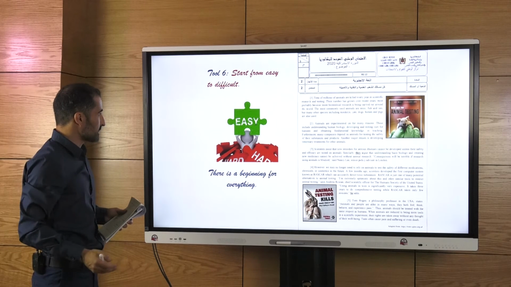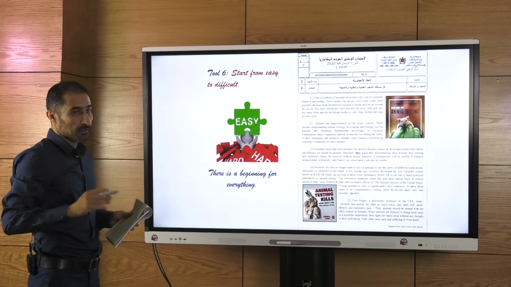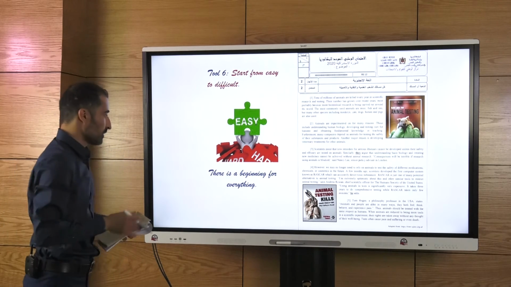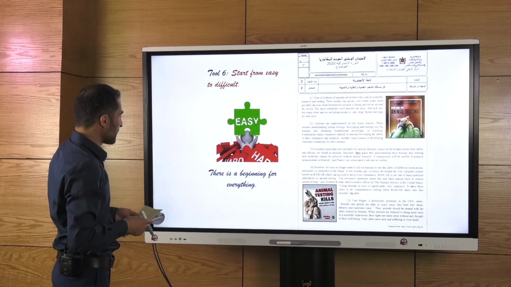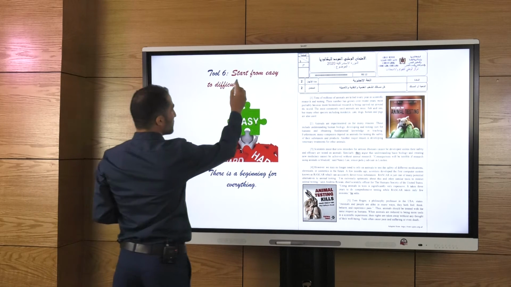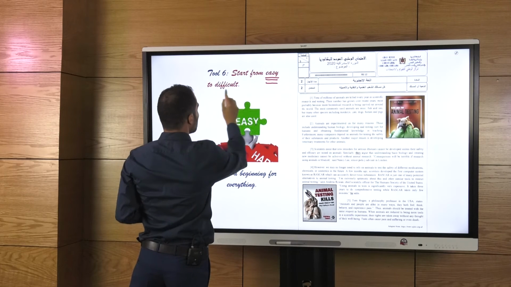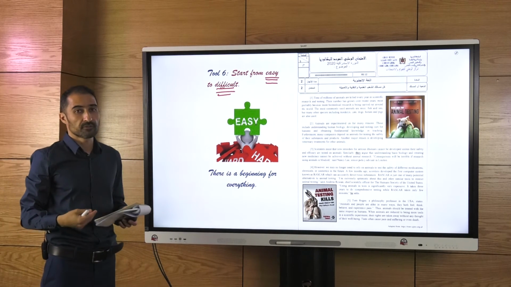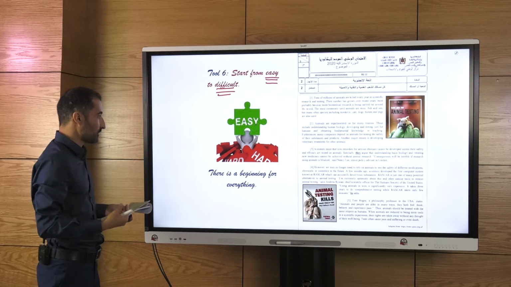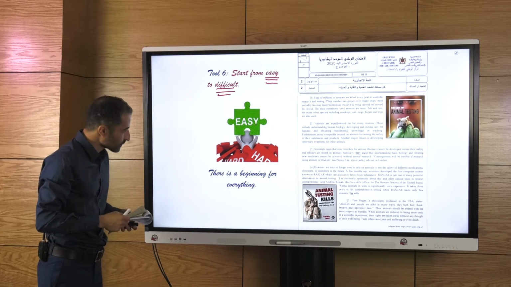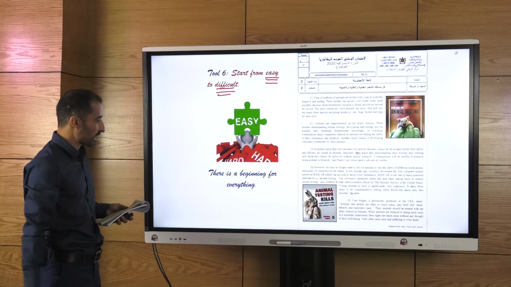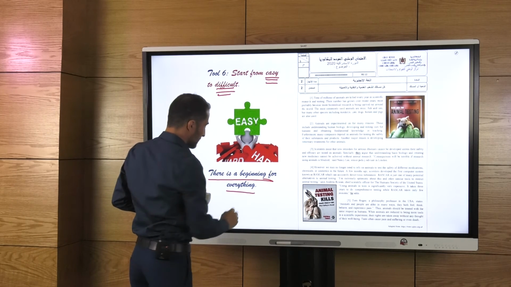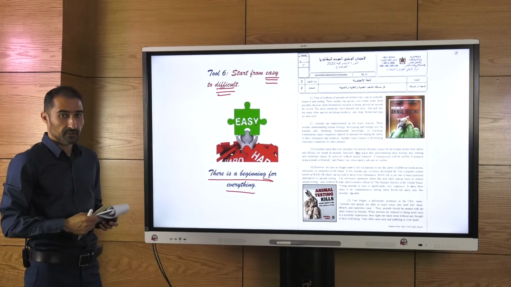As we've just seen, we have three components. Maybe you are going to find that some questions are easy, some questions are difficult. What I try to advise you is to start from easy to difficult. So try to create an atmosphere in which you are going to feel at ease, and you feel you are managing your time and managing the exam. So try to find a beginning. There is a beginning for everything. Don't stay stuck.